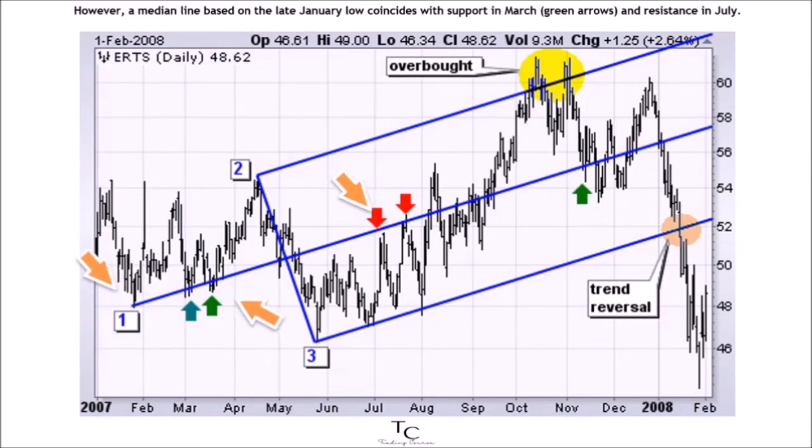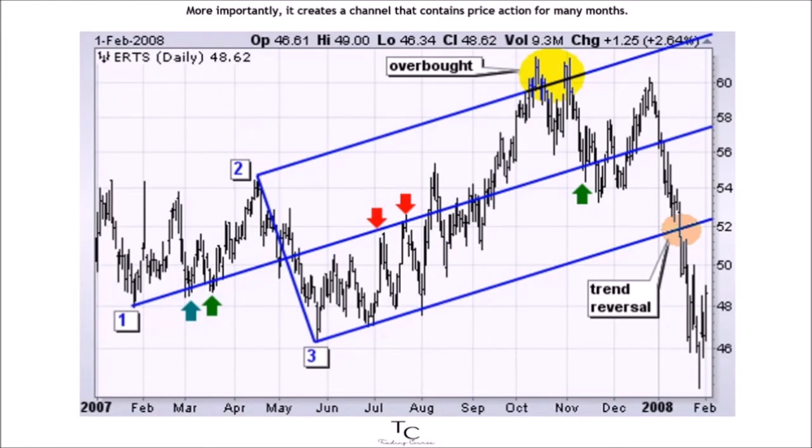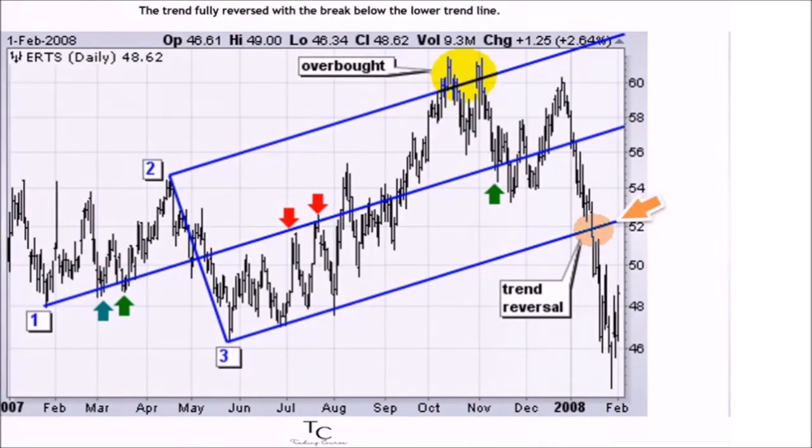However, a median line based on the late January low coincides with support in March, green arrows, and resistance in July. More importantly, it creates a channel that contains price action for many months. Notice that ERTS became overbought when prices moved above the upper trend line of the pitchfork. The trend fully reversed with the break below the lower trend line.